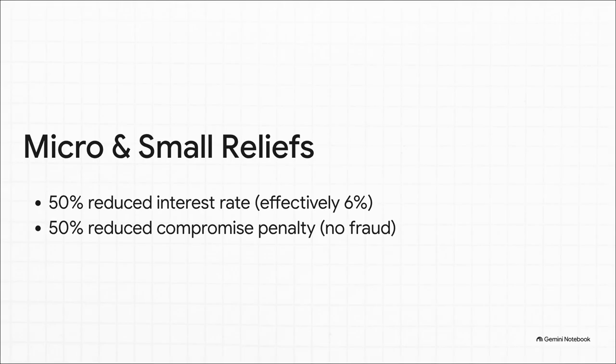Continuing with that awesome theme of relief for smaller businesses, let's look at how interest and penalties apply to them. To lock in your attention here, just remember the 50% off rule for micro and small taxpayers. They get a 50% reduced interest rate, which effectively drops it from 12% down to 6% per annum. And for criminal violations that do not involve fraud, they also get a 50% reduced compromise penalty.